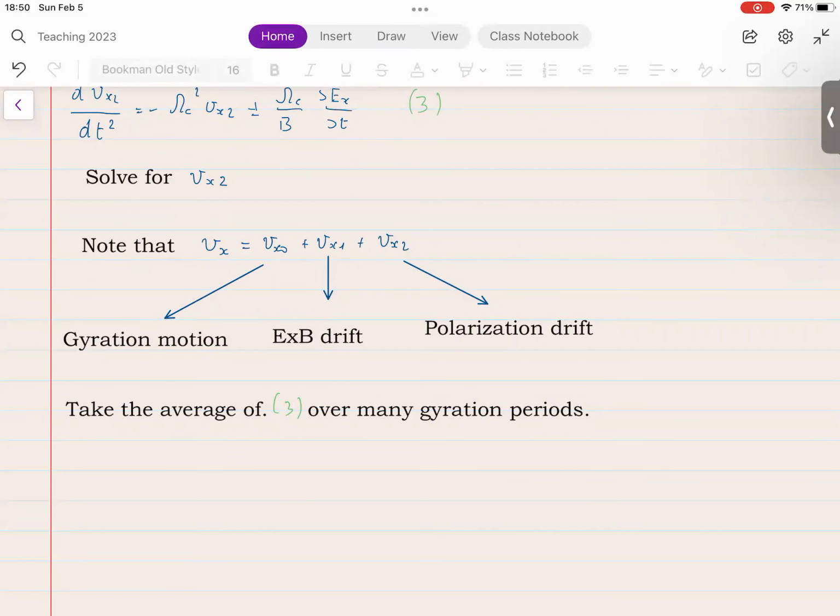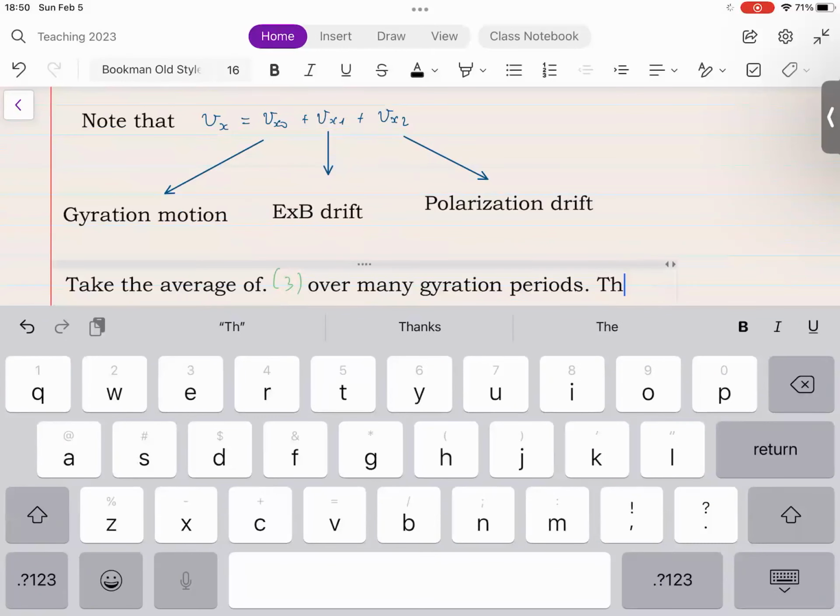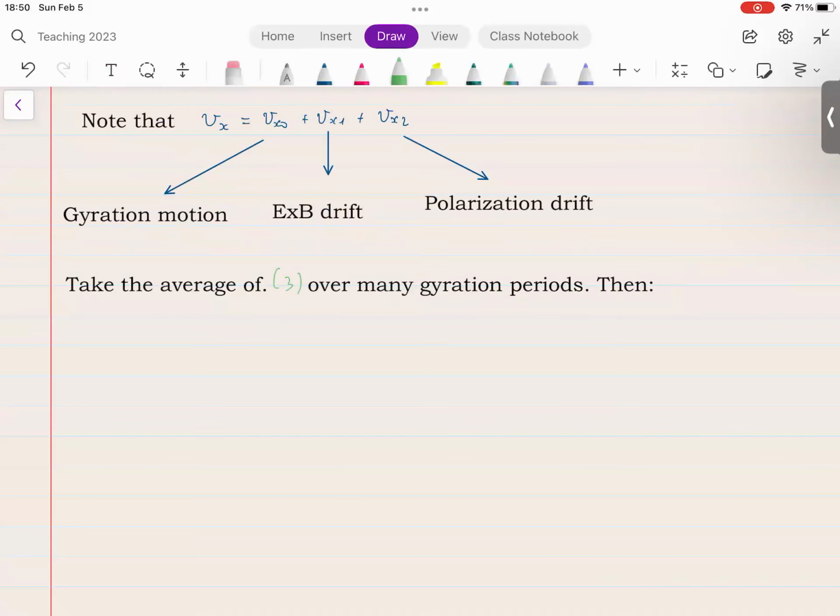And that piece is what we're going to write next. Vx2, I'm just going to solve. My equation is going to be equal to 1 over omega b times d dt.